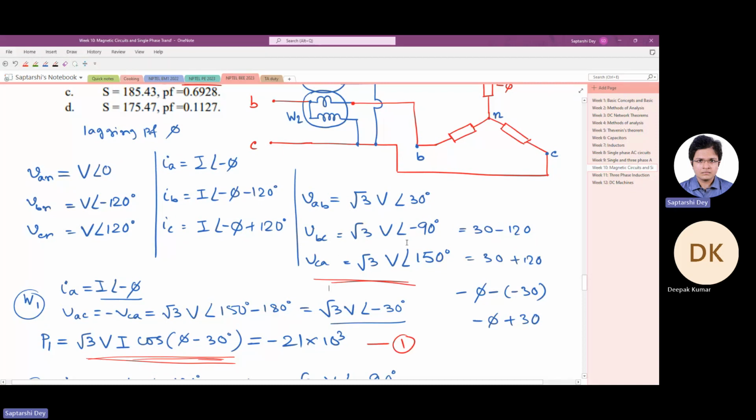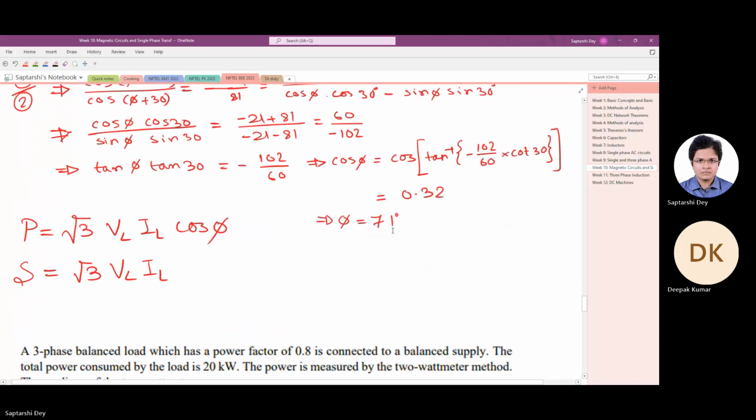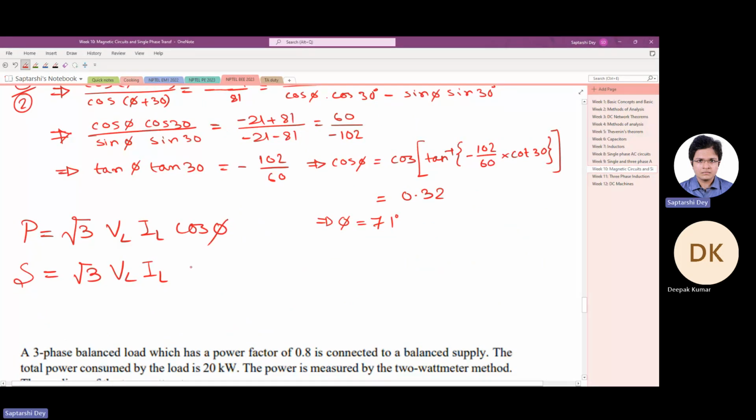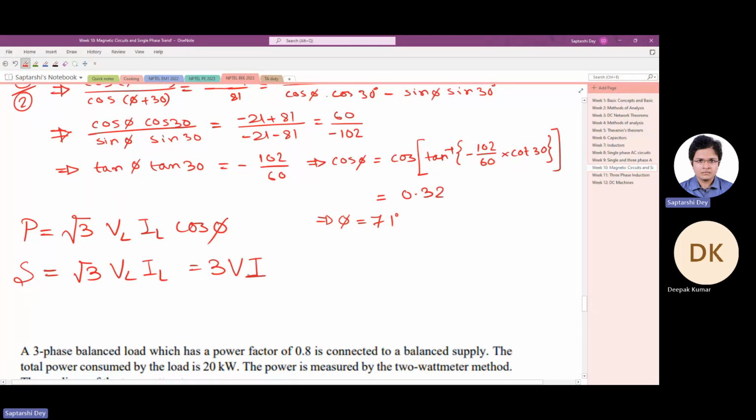So if I substitute, it will become 3 VI. Basically, this V is phase voltage. So V into I is the apparent power in every phase because it is a star connected system. So line current is phase current. So phase current times phase voltage gives you phase apparent power times three phases. So that's it, 3 times VI.